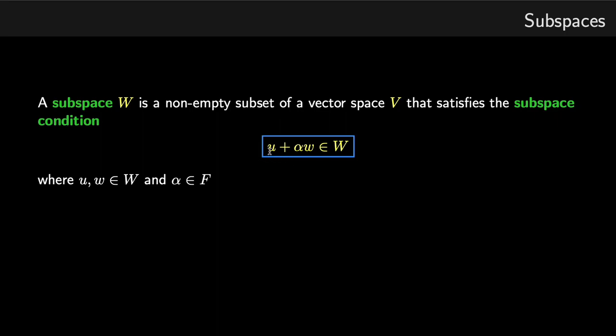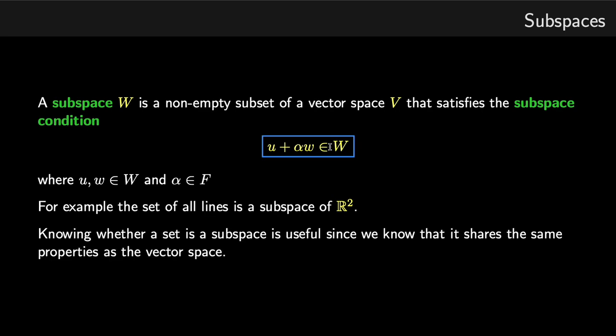So if u and w, so little u and little w, are any two elements in our subset W, and alpha is a member of a field, and remember, for now, just consider that as being a real number scalar. So one vector plus a scalar multiple of our second vector is also in W. Now, if that's the case, then for any two vectors or objects in W, we say this is a subspace. So, for example, the set of all lines in R2 is a subspace of R2.